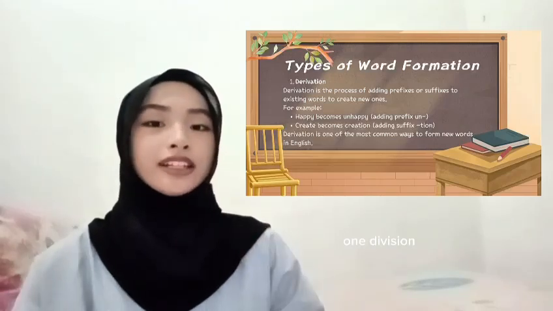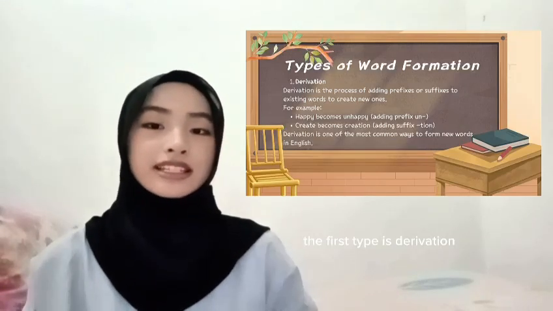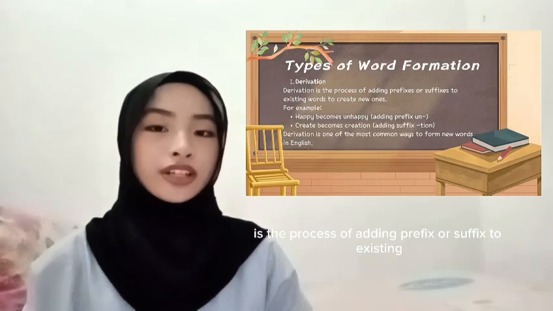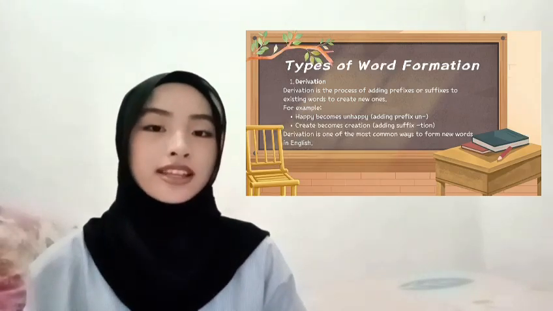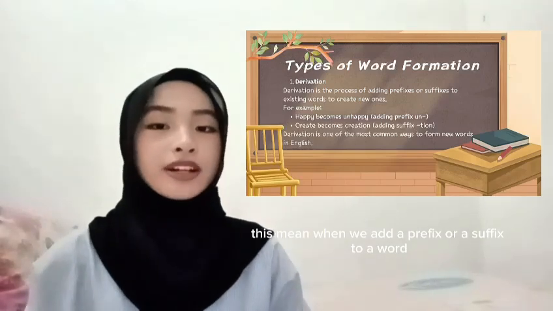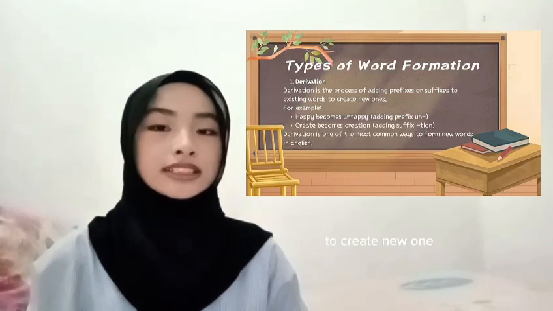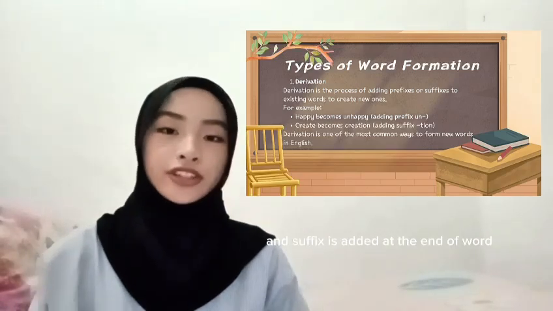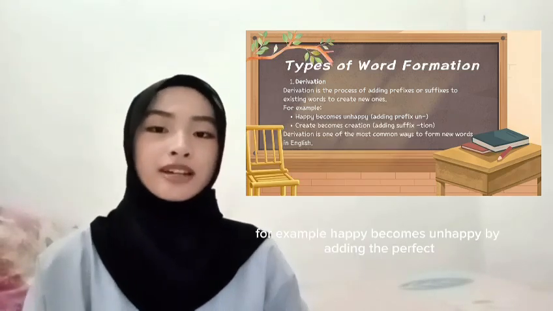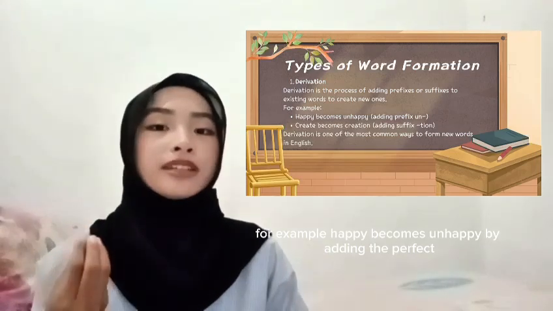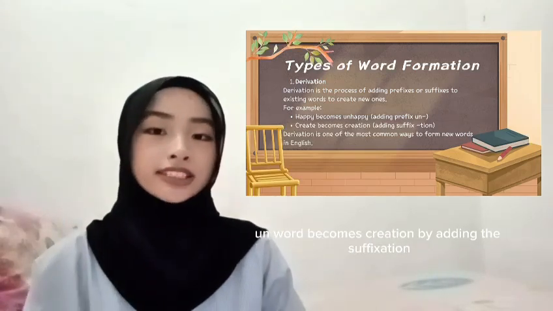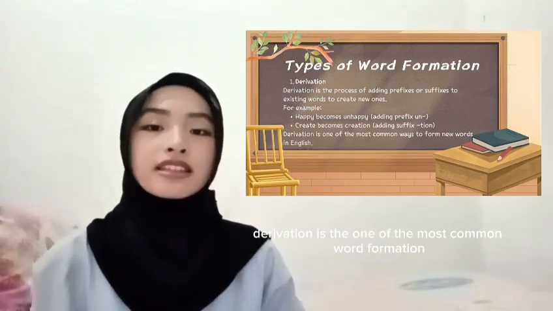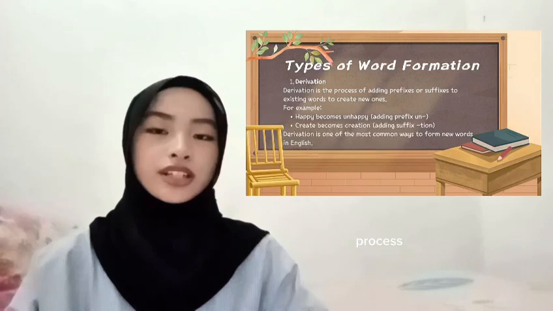1. Derivation. The first type is derivation. Derivation is the process of adding a prefix or suffix to existing words to create new ones. This means we add a prefix or a suffix to a word to create a new one. A prefix is added at the beginning of a word and a suffix is added at the end of a word. For example, happy becomes unhappy by adding the prefix "un". Create becomes creation by adding the suffix "tion". Derivation is one of the most common word formation processes.